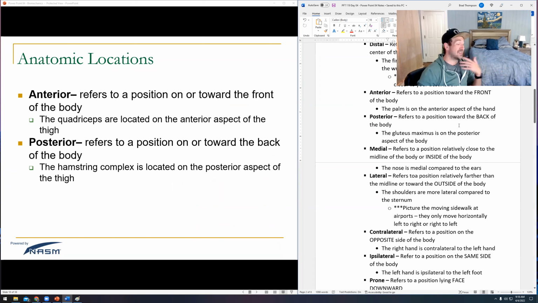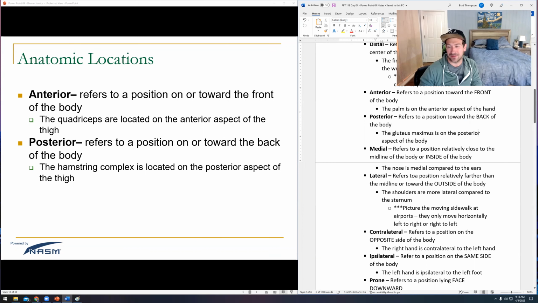Easy way to remember that, or at least the way I remember it, is my mom, whenever she would threaten to spank me when I was misbehaving as a child, she would always threaten my posterior, because she wouldn't want to say that in public. She would just say, I'm gonna hit you on the posterior, and I'm like, oh god.